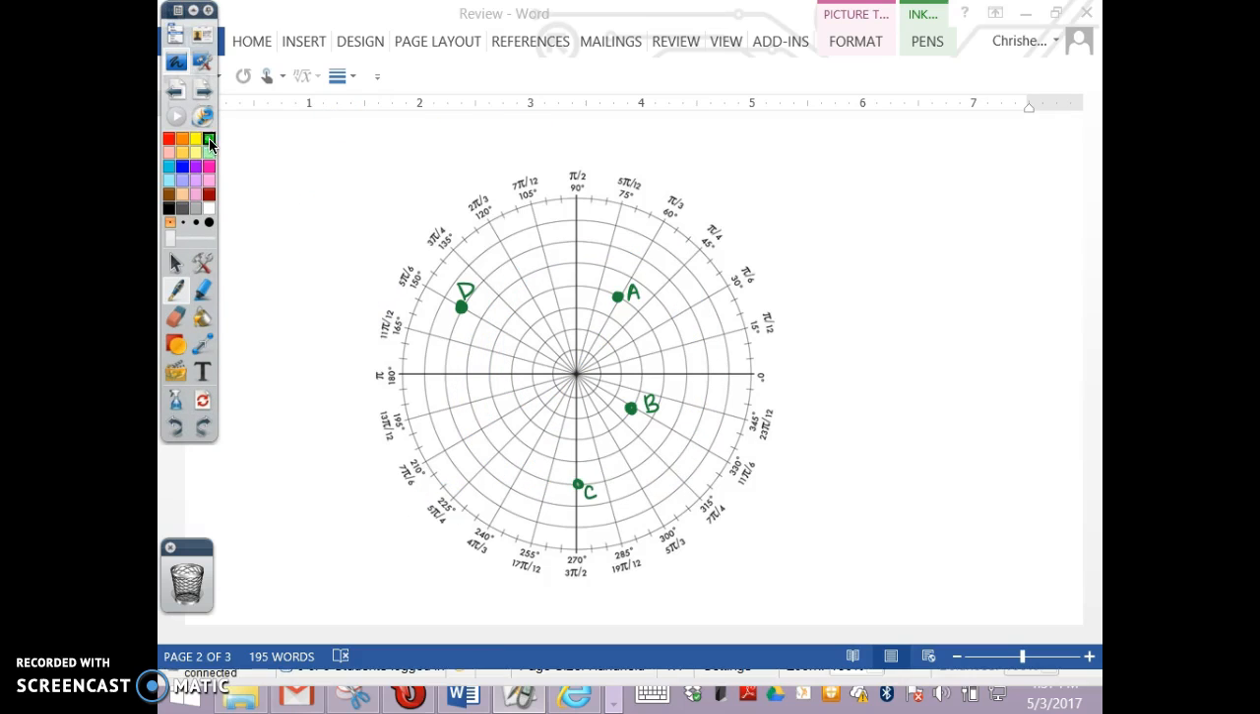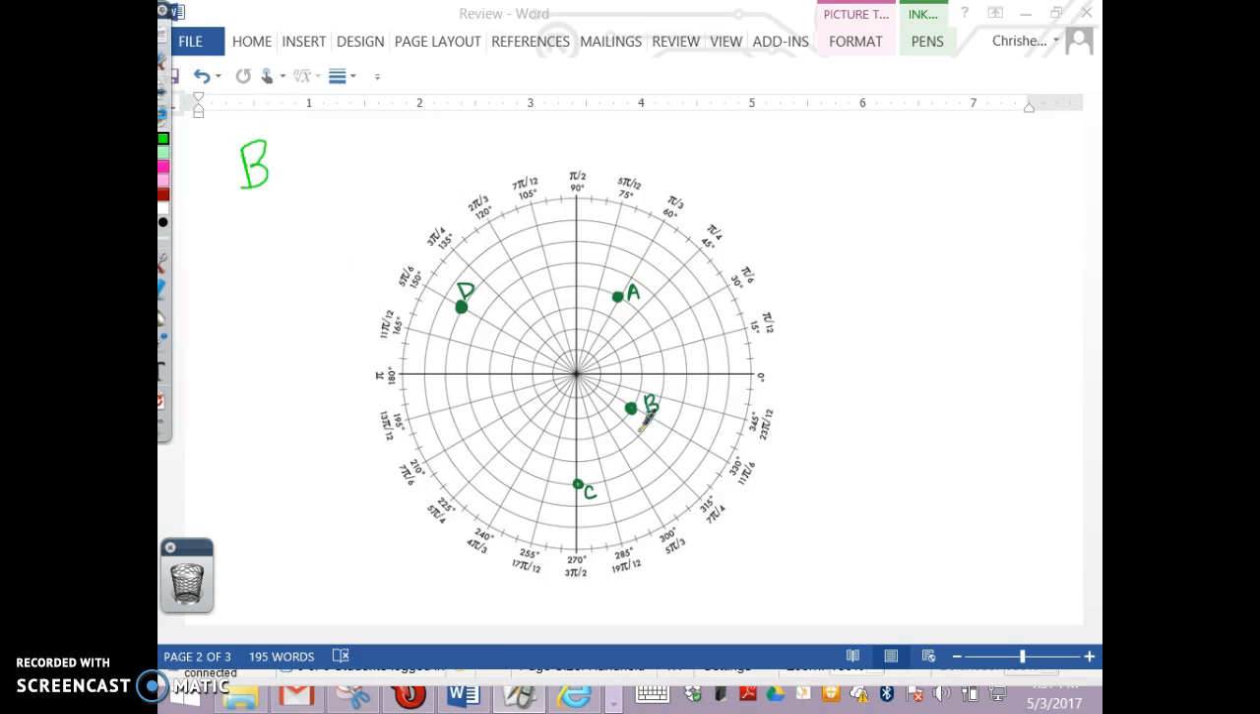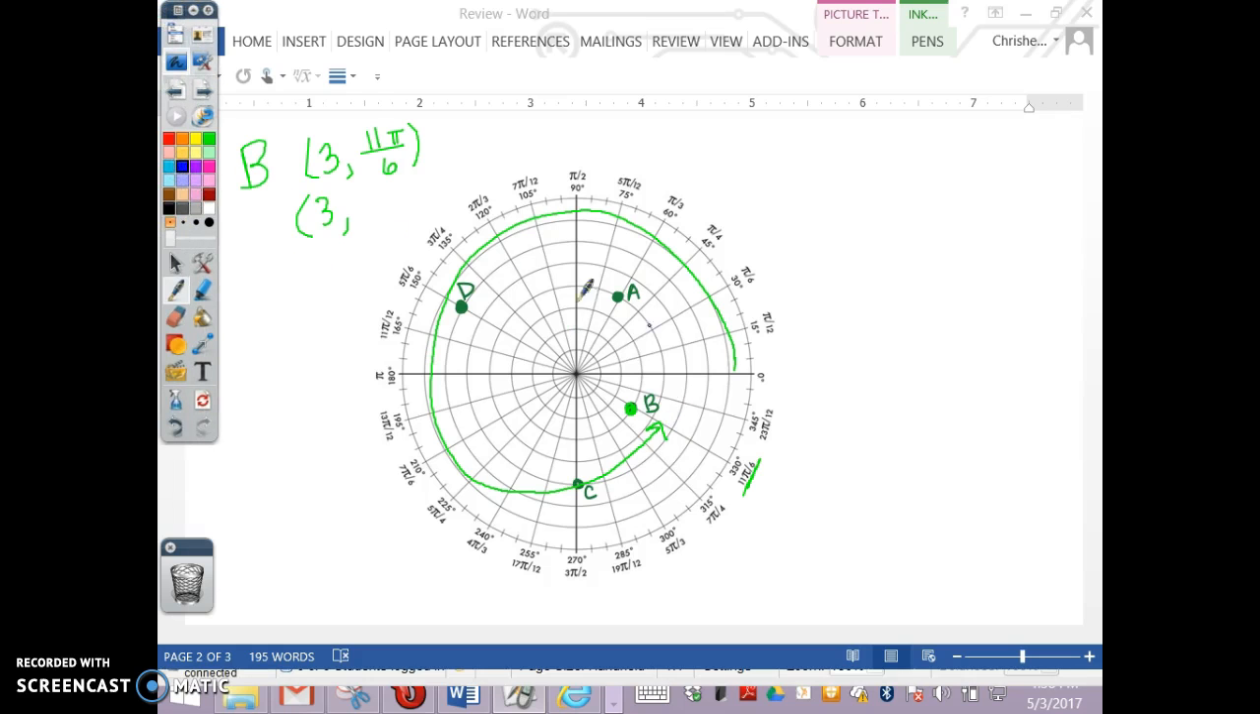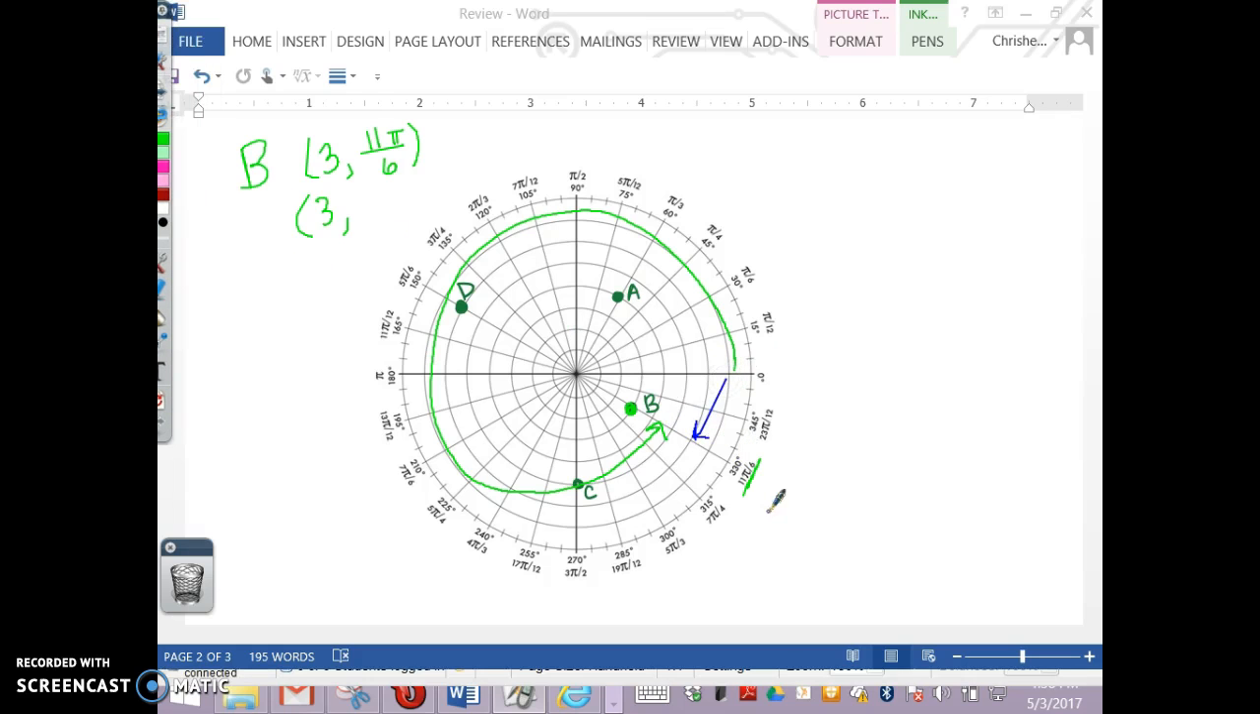All right, let's look at B. B's right here. So the easy one is it's on the 1, 2, 3rd circle, and it's at the angle 11 pi over 6. Well, that's positive 11 pi over 6. That means go all the way around here and you land there. Well, negatively, if I just go like that, I'd be in the same spot. So what's 11 pi over 6 minus 2 pi? That's negative pi over 6.